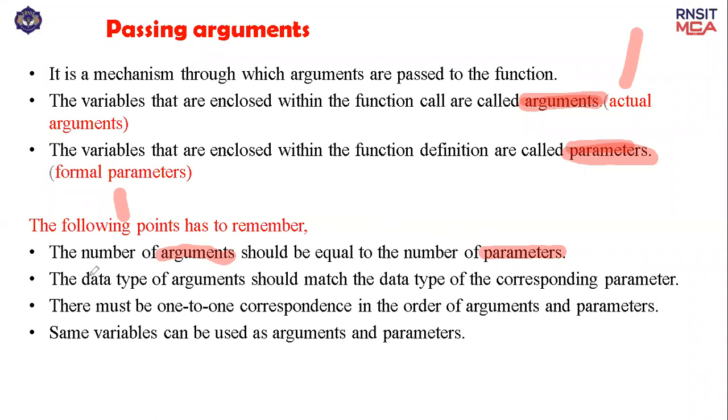And second thing is the data type of arguments should be same as data type of the corresponding parameters. Very, very important. And there must be one-to-one correspondence in the order of arguments. So that means how you write the parameter list, in the same order the arguments also should be written. And same variables can be used as arguments and parameters. Yes, of course, different names or same names can be used for passing this argument list. So anyhow, this is very, very important.